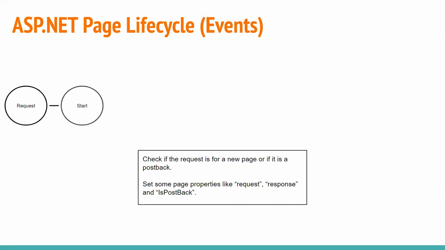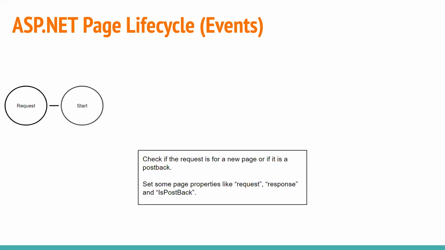Now, these stages are strictly defined. I cannot modify them. The request stage, I cannot modify. The start stage, I cannot modify directly. ASP.NET has a certain sequence of steps that it goes through at the start stage, and that is not modifiable. It is a strict thing. But you can write code that runs at a particular stage.